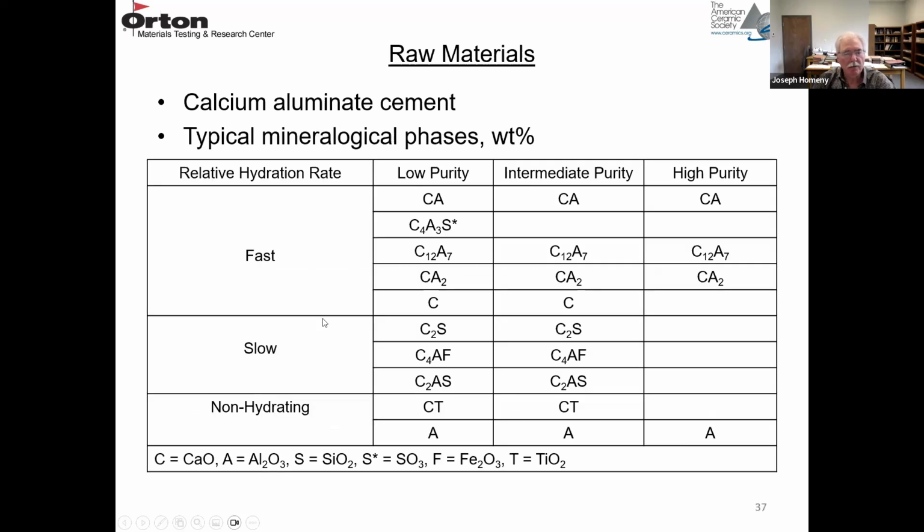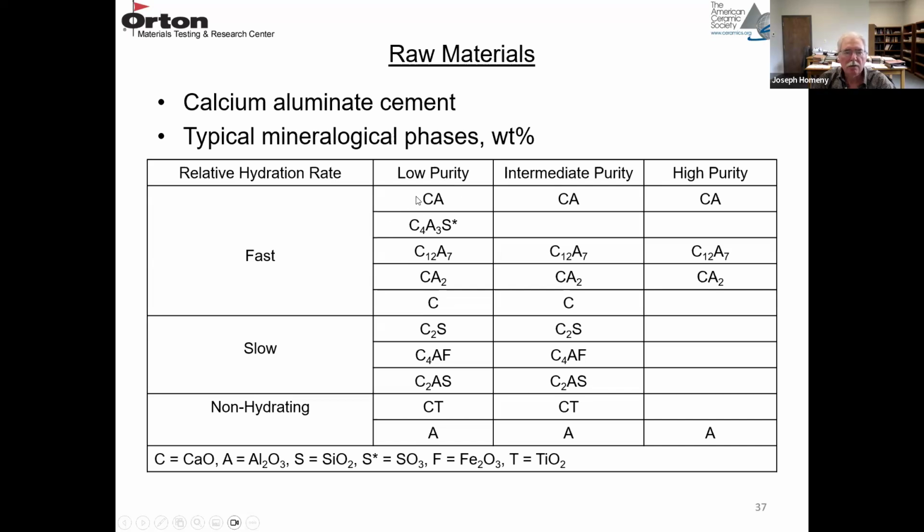So the phases that develop in this cement, and this is in cement notation. So C is CaO, A is Al2O3, S is SiO2, S star is SO3, F is Fe2O3, and T is TiO2. So this is low purity, intermediate purity, and high purity. And this is the hydration rate. So this group of materials hydrates quickly, this group hydrates slowly, and then the final group here doesn't hydrate at all.